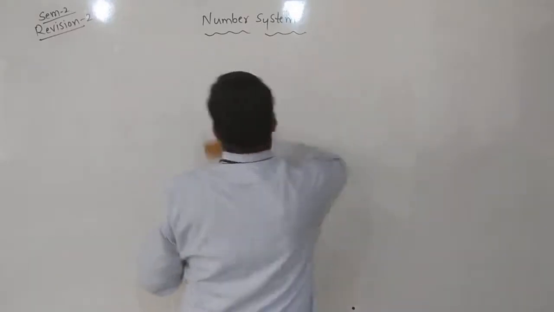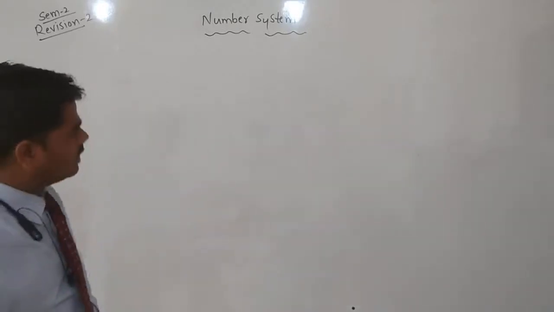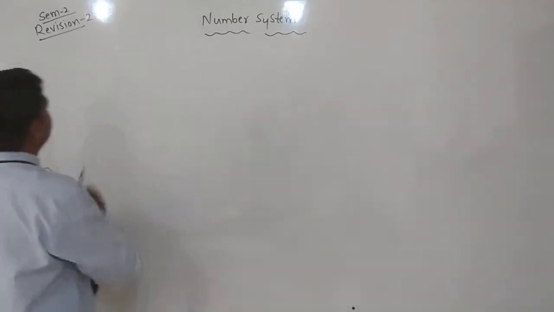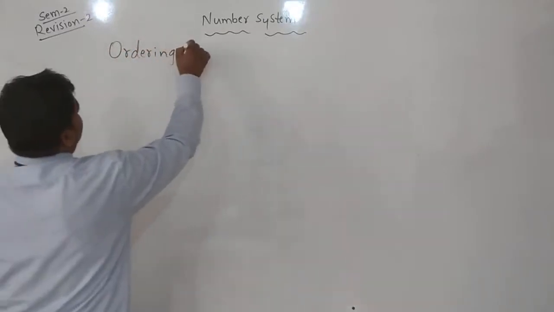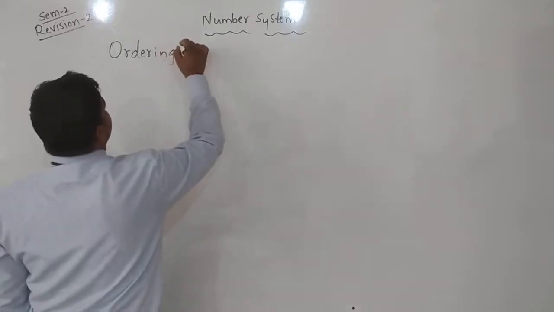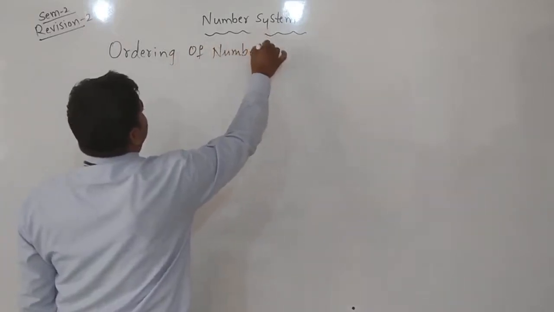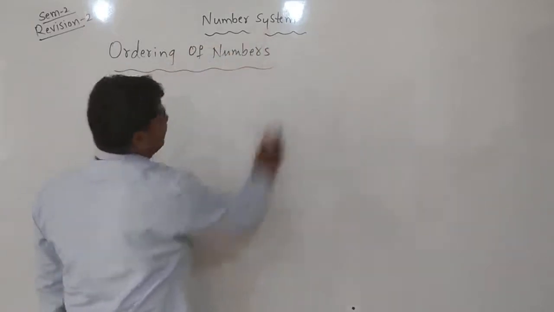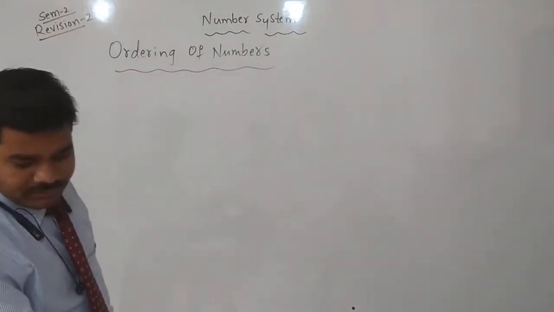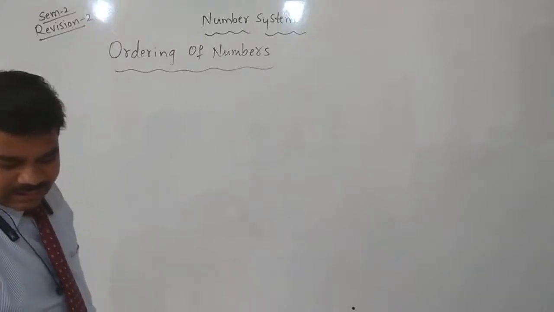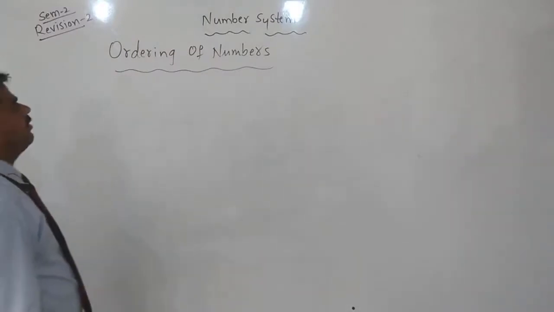Here, ascending order. Ascending means correct, increasing order. Writing numbers in increasing order, that is ascending. Descending order means ordering of numbers. Descending order is nothing but writing the numbers in decreasing order. Now here, arrange the numbers in each set in the ascending order and descending order.